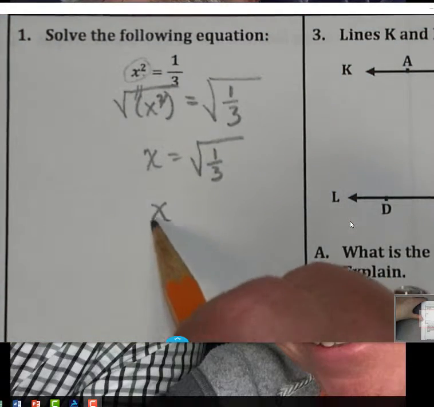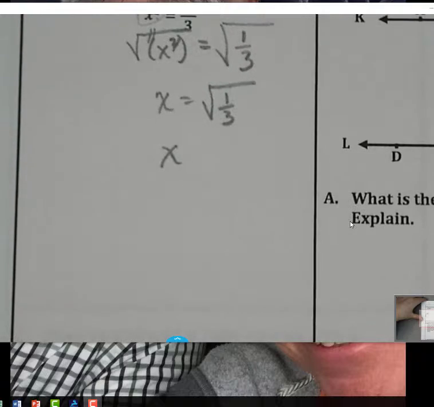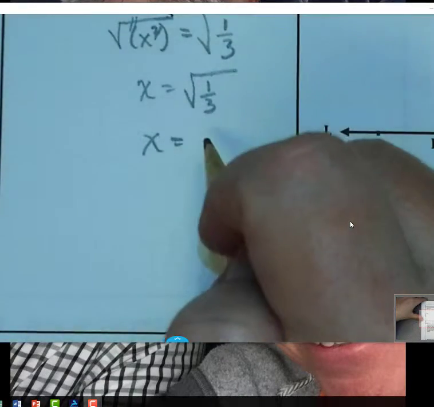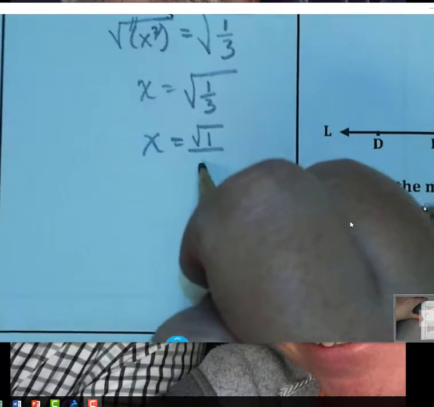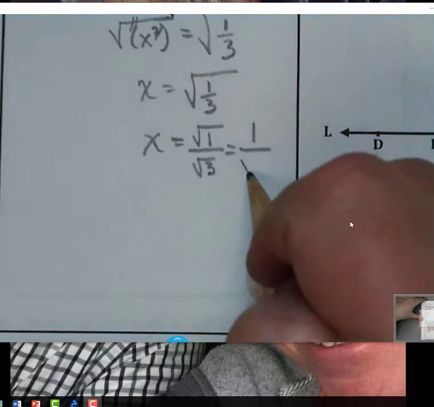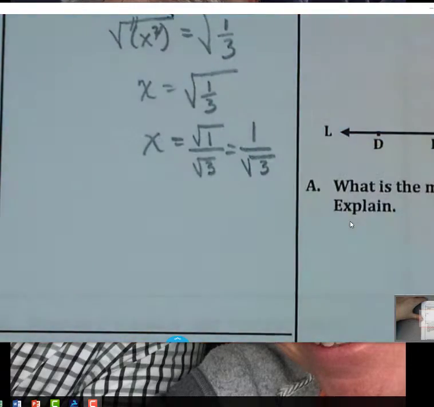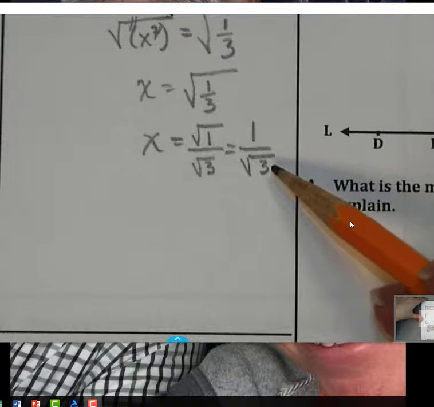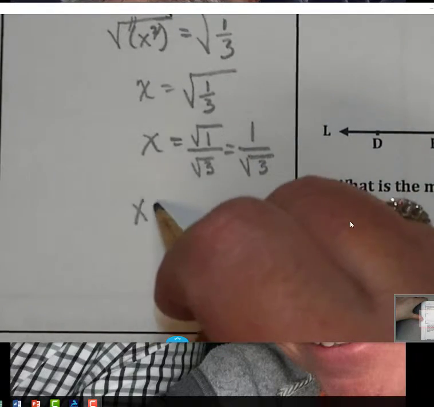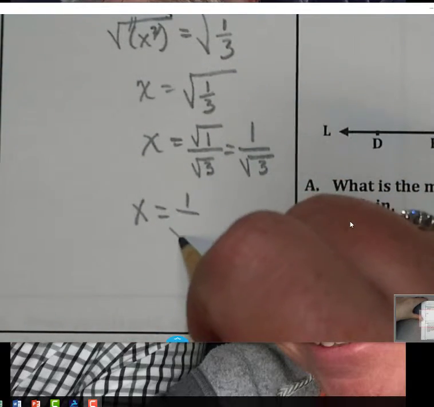I'm just going to explain how to do this, but we haven't gotten to this yet in the course. So this is going to be the square root of 1 over the square root of 3. The square root of 1 is 1. The square root of 3 is an irrational number, so it's going to remain the square root of 3. But by convention, just like we don't leave negative exponents in a problem, we don't leave square roots in the denominator. So what we have to do is called rationalize the denominator.